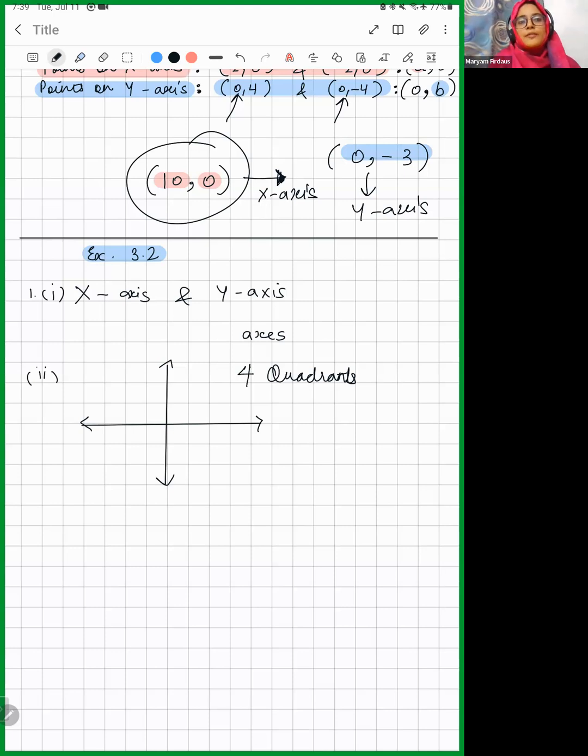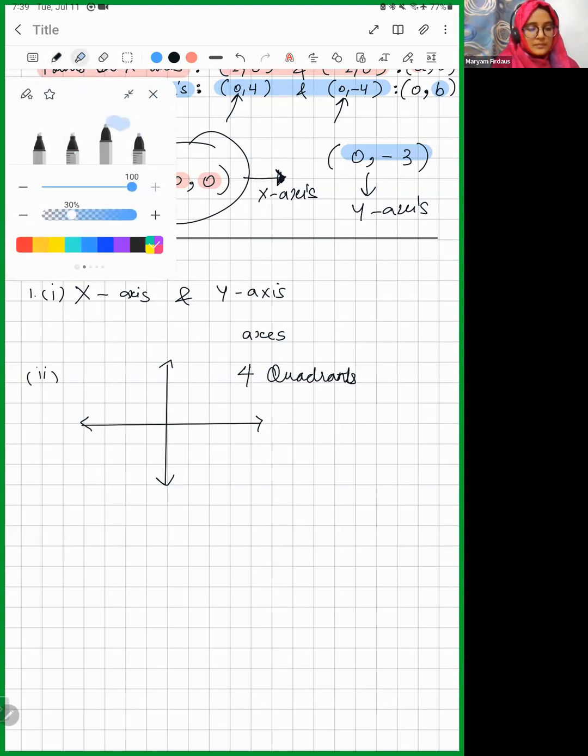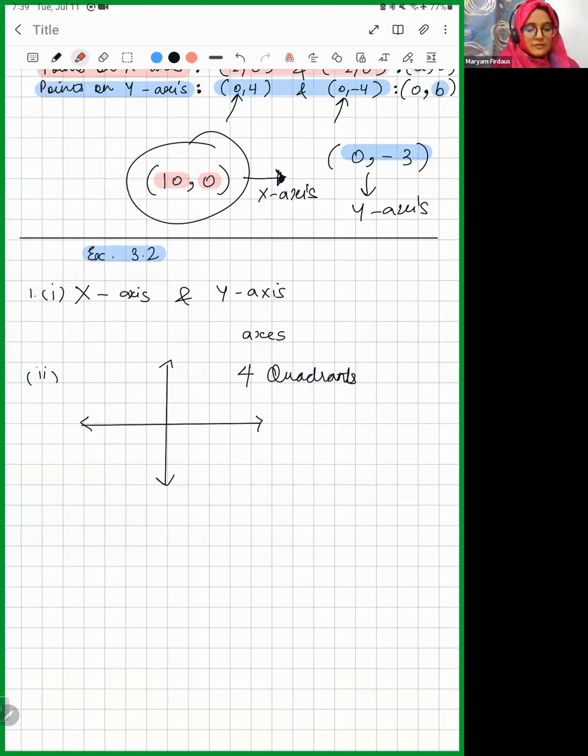What is the name of the point where these two lines intersect? Origin. Very good. These two lines intersect at the origin.